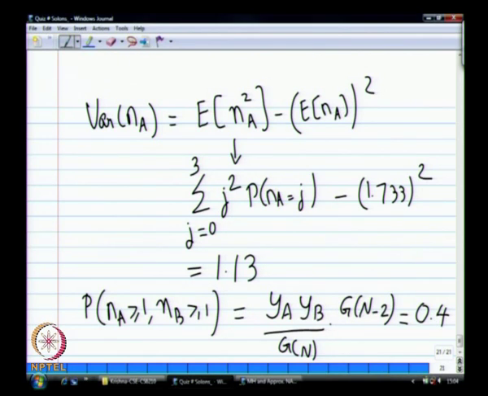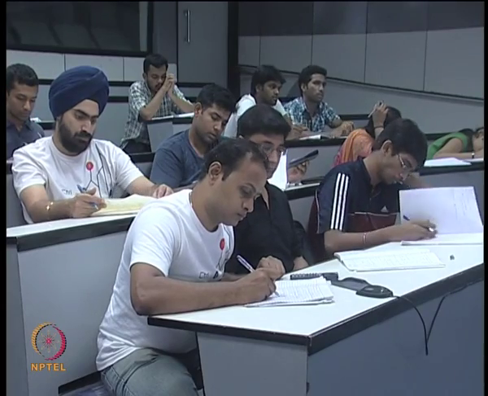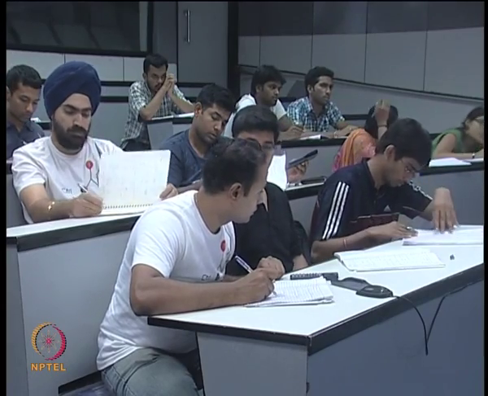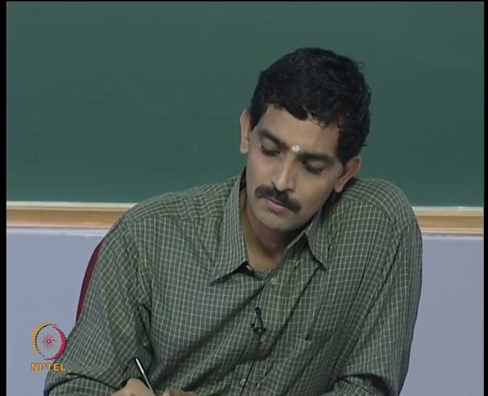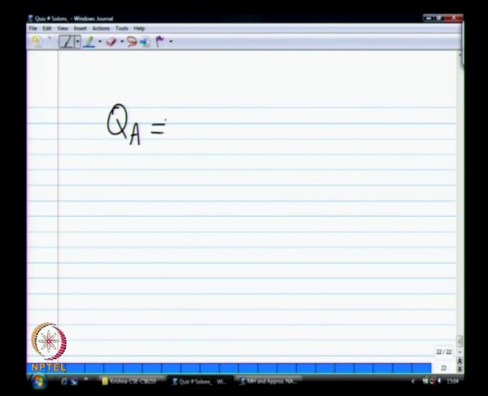This again you can go back to the table and verify. Look at all the cases where this condition is met, simply enumerate that, and you can get the value that you want. So we can now get all these probabilities. Now what is the average queue length?